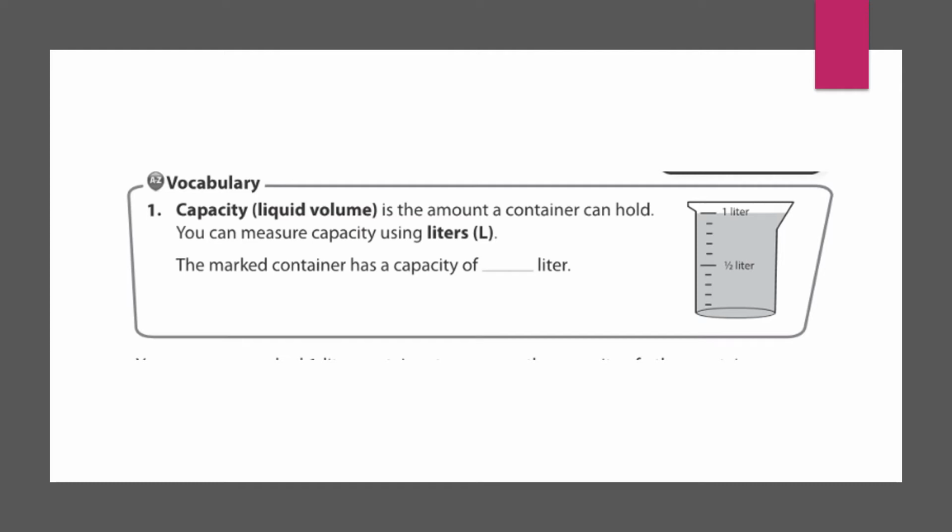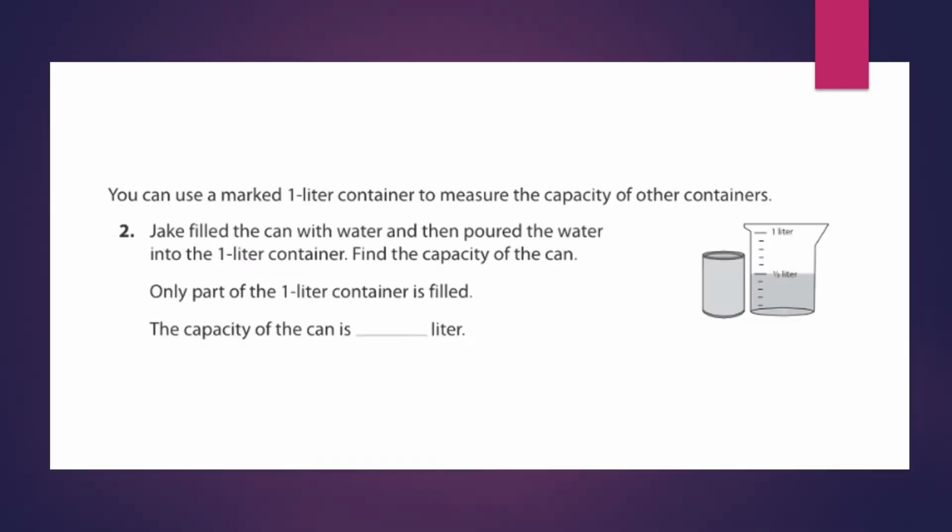Some vocabulary. Capacity, or liquid volume, is the amount a container can hold. We can measure this in liters. So this one right here has 1 liter. You can use a marked 1 liter container to measure the capacity of other containers. So this container right here is marked at the top at 1 liter.